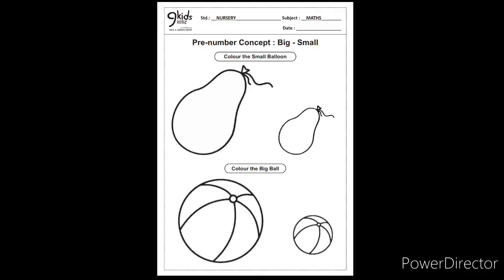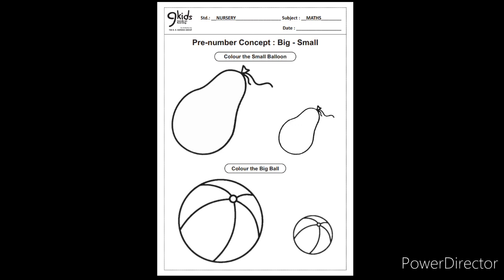So now I am going to give you one practice worksheet. Let's see the practice worksheet. Okay children, so this is your practice worksheet. In this worksheet, can you see these two balloons? One is big balloon and one is small balloon. You have to color the small balloon.